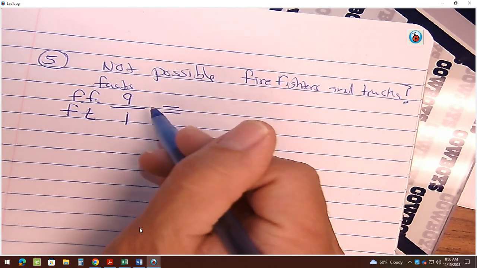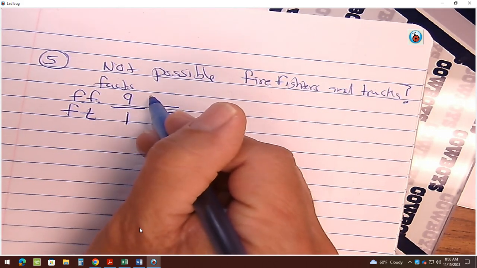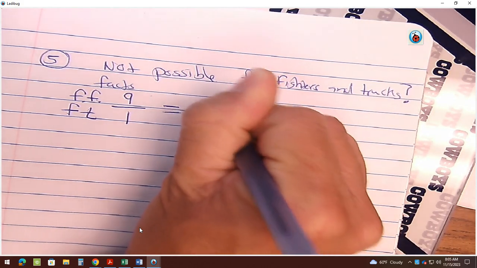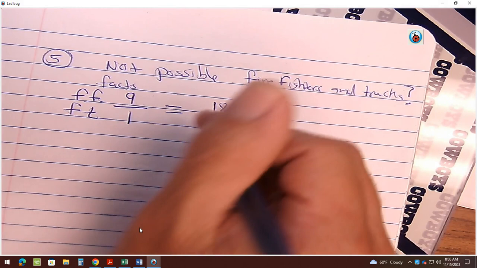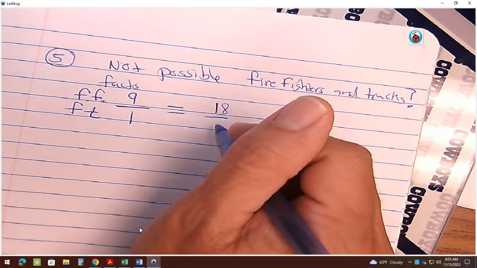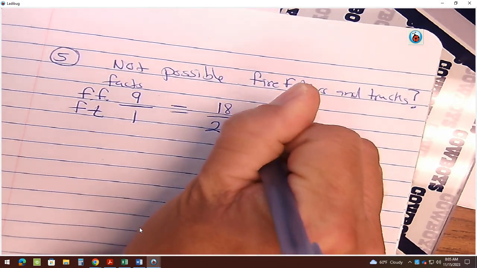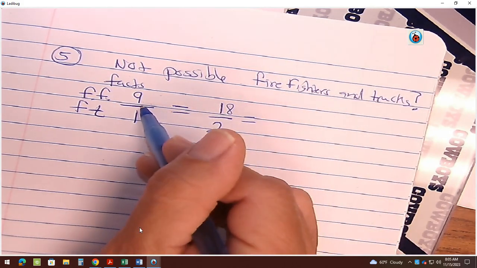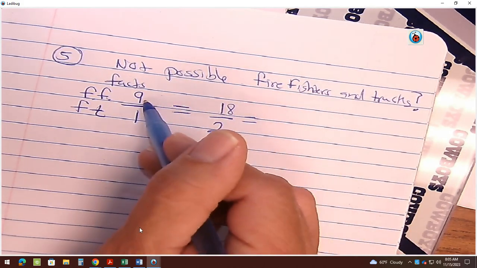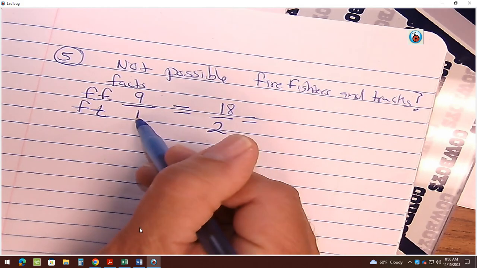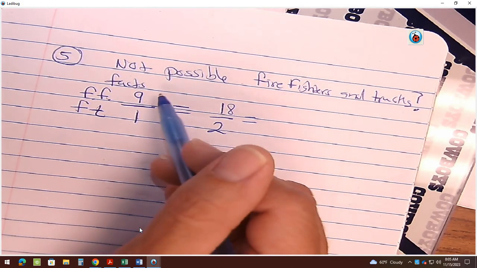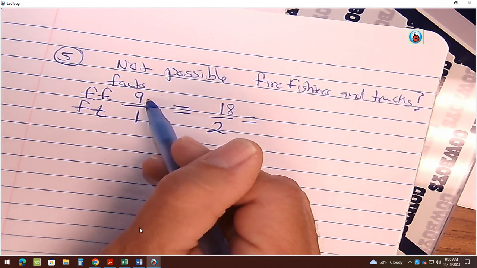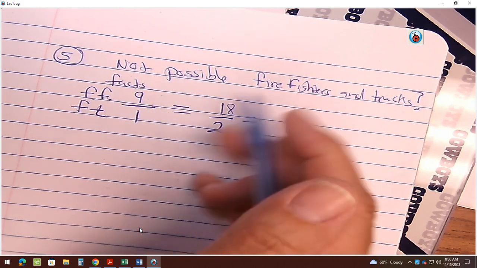Real simple. What's 9 times 2? What you do on the top, you do on the bottom. What's 1 times 2? 1. Try again. 1 times 2. 2. Good. So I'm generating more pieces. 9 times 2, 18. 1 times 2, 2. Who would be after 2? 3. What's 9 times 3?